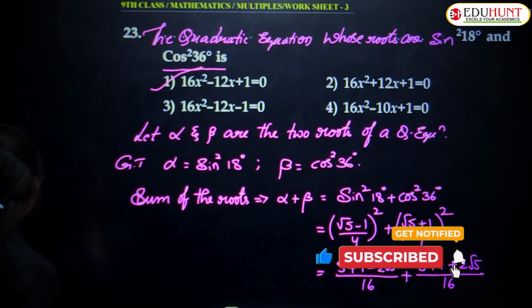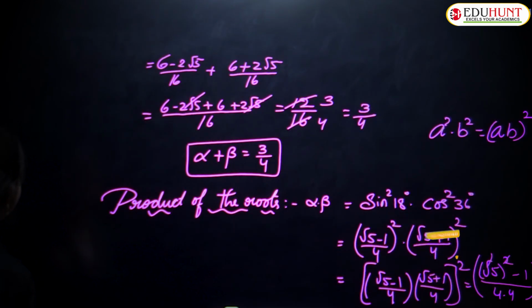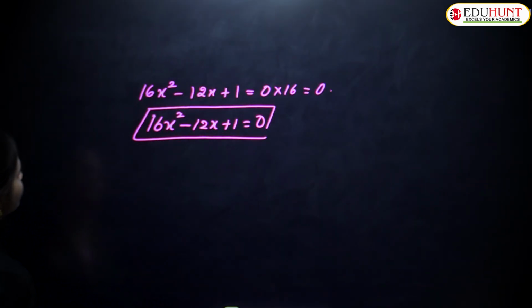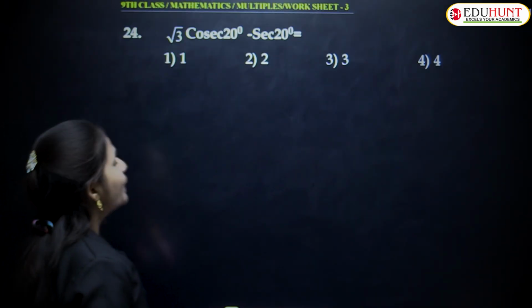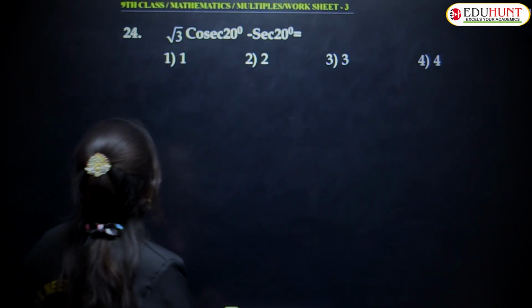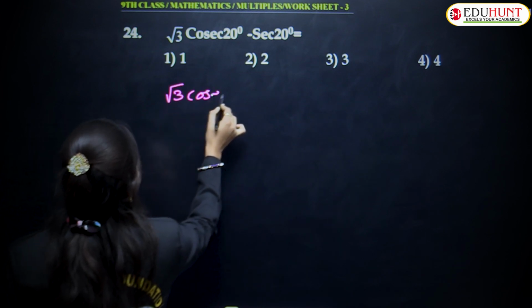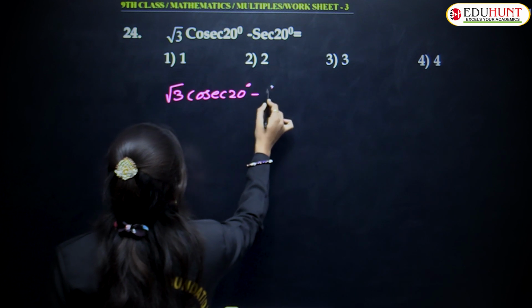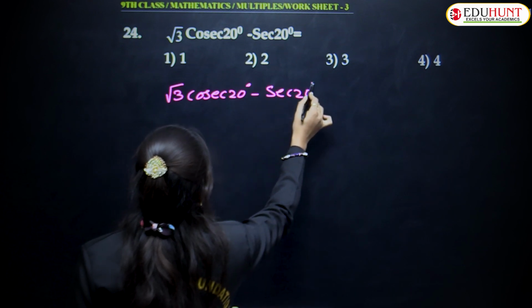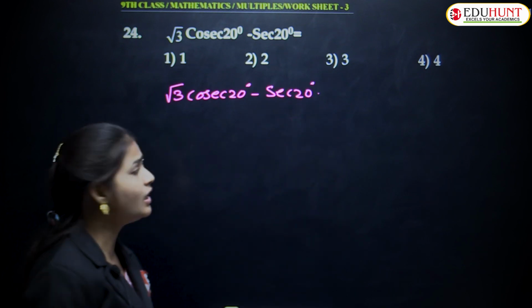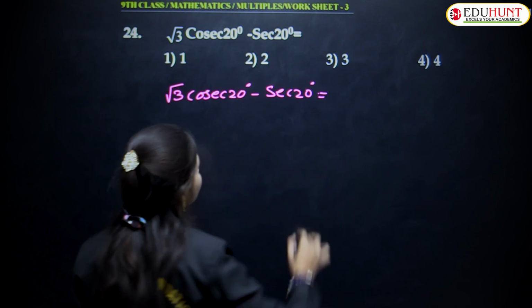So let us take the next question. Yes, 24th question. So root 3, what is given? Root 3 cosecant 20 degrees minus secant 20 degrees. Okay, this is the question. So this value we need to find out.